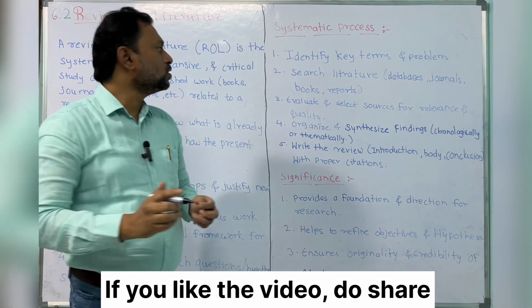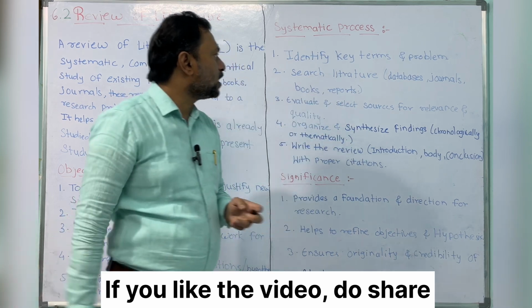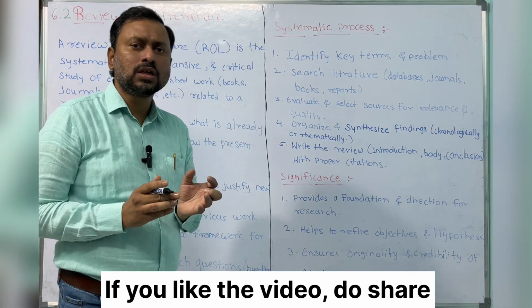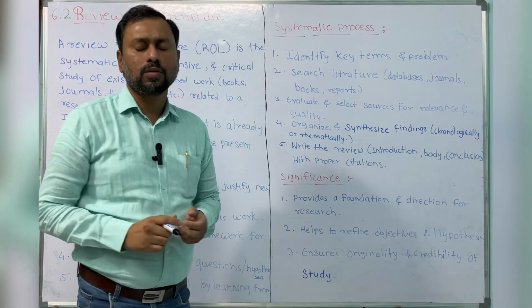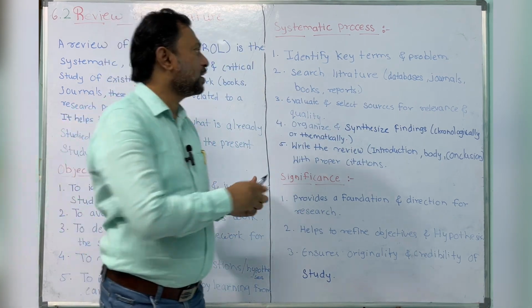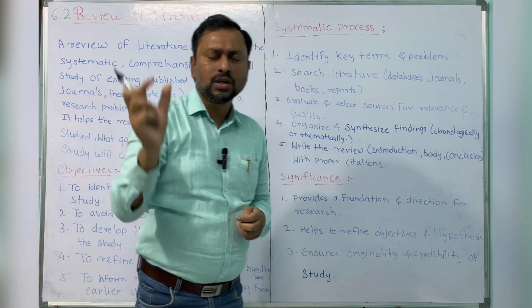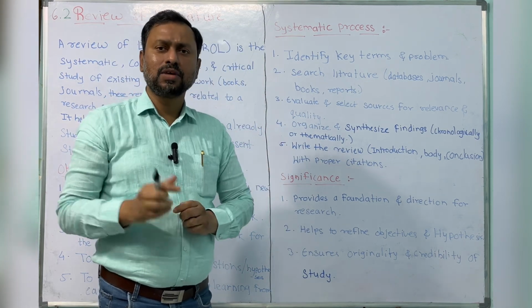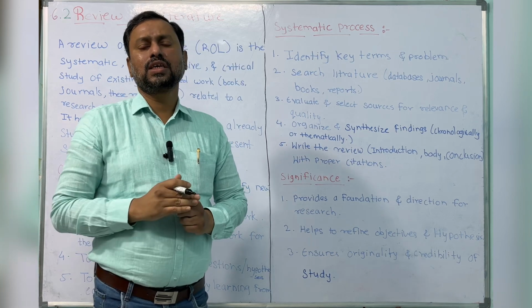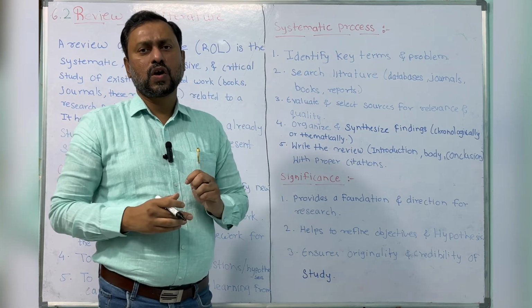These are the keywords, the key terms you have to select. Those key terms you search in the literature, that is, in the search engine, the databases, journals, books or reports. In that database just use the keywords, that is osteoarthritis. If you enter it in the database, you will get the previous literature about osteoarthritis.